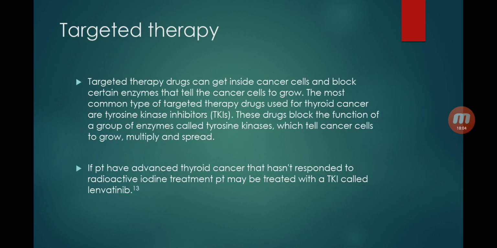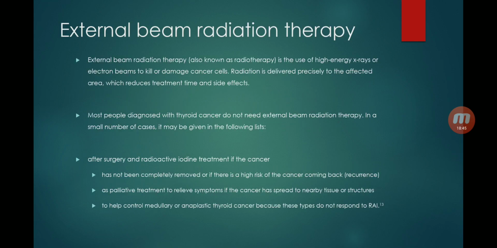Targeted therapy drugs can get inside cancer cells and block certain enzymes that tell the cancer cell to grow. The most common type of targeted drugs used for thyroid cancer are TKIs. These drugs block the function of a group of enzymes called tyrosine kinase, which tell cancer cells to grow, multiply, and spread. If patients have advanced thyroid cancer that hasn't responded to radioactive iodine treatment, they may be treated with a TKI called Lenvima.